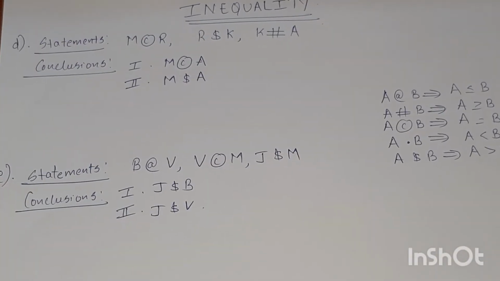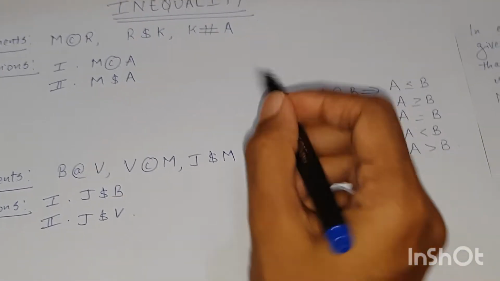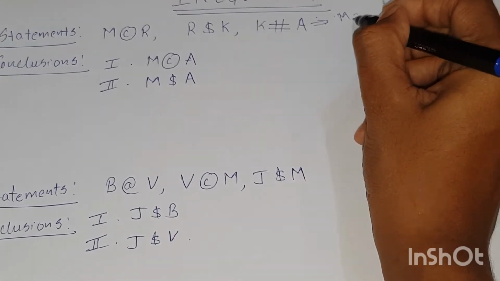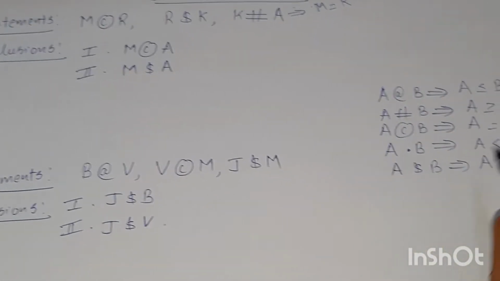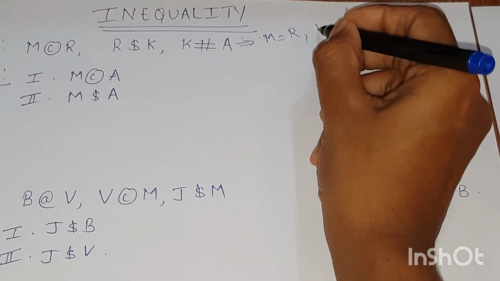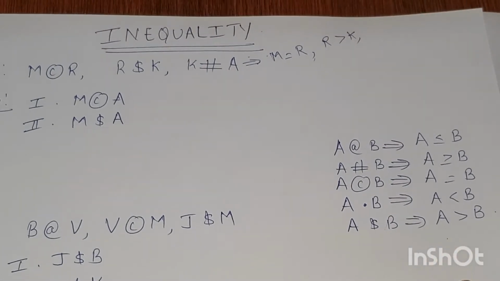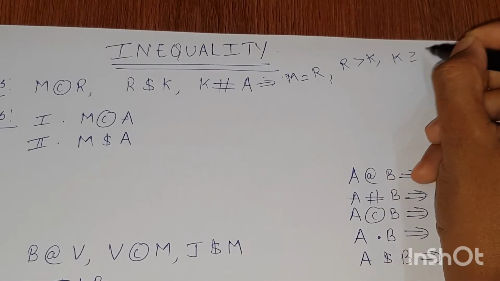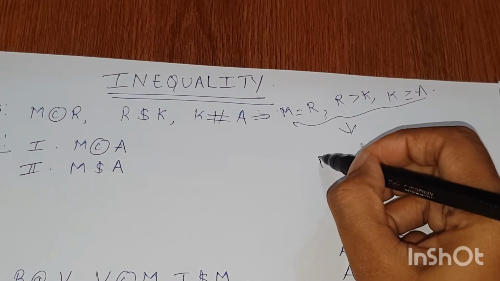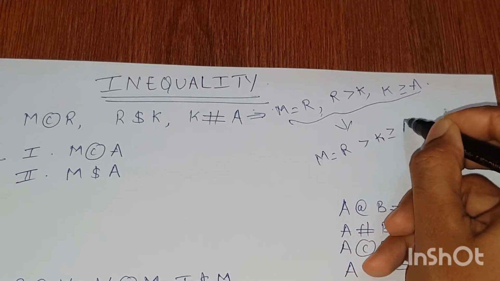Okay. Now going to the fourth one, M copyright. Copyright means equal to, okay? So M copyright can be rewritten as M is equal to R. R dollar means greater than, okay? So R is greater than K, and K hash A. Hash means greater than or equal to. So K is greater than or equal to A. This can be rewritten as M is equal to R and that R is greater than K and that K is greater than or equal to A.